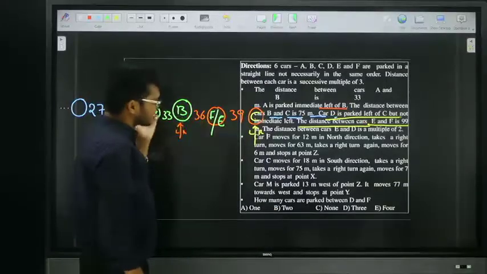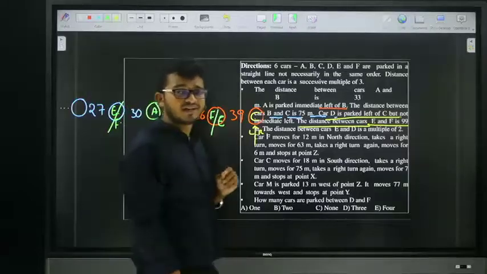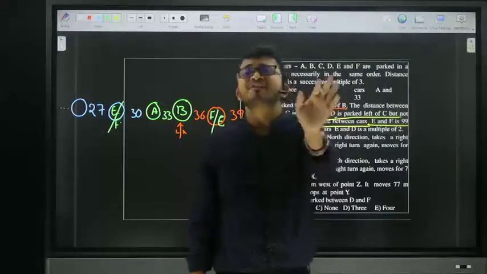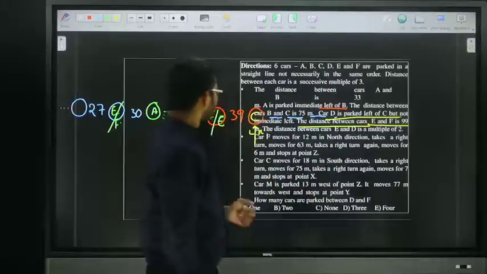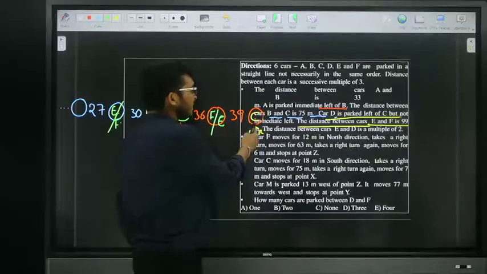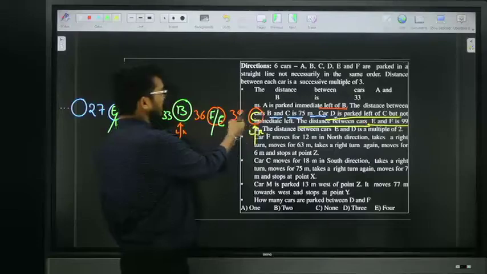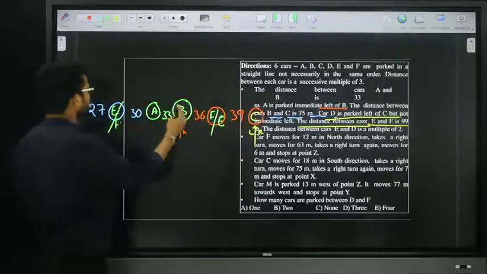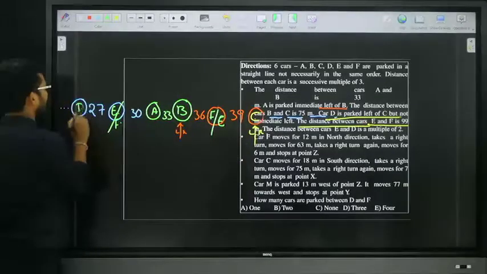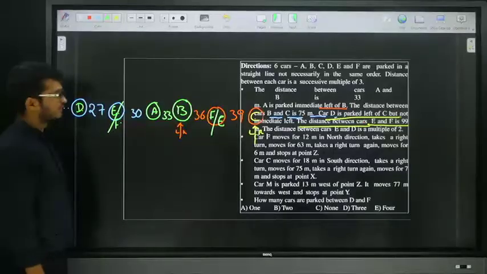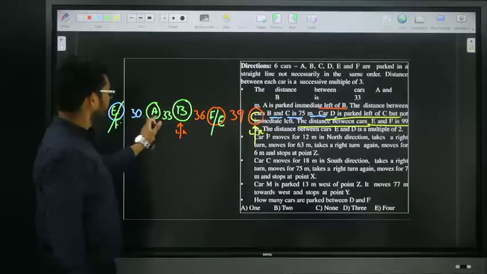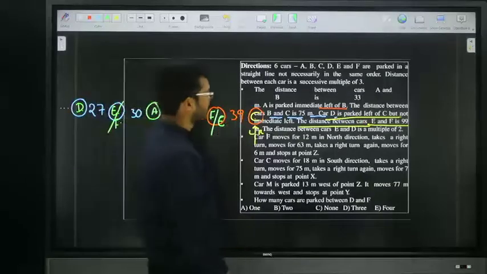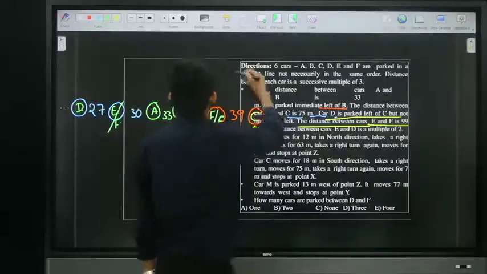Friends, once E and F is complete, the previous point is what? Car D is parked left of C, but not immediate. Now see here, left of D, left of C. That means now the only possibility is this one, the remaining possibility for D. That means total how many cars do we have? See here, 1, 2, 3, 4, 5, 6 cars are completed.